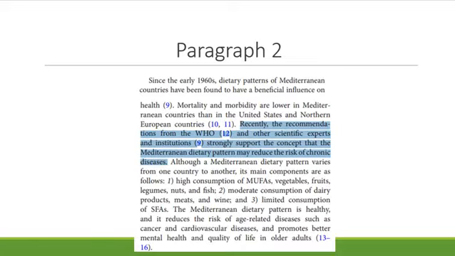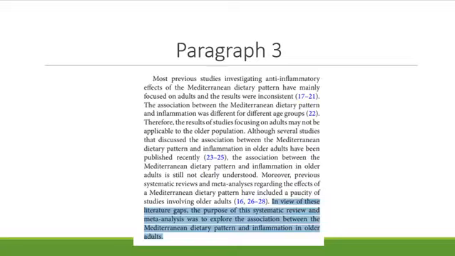Continuing on, making discussions around the Mediterranean diet and how the Mediterranean diet may help to reduce the risk of chronic diseases. And so it gives some explanations as to why. Paragraph 3 discusses that there are literature gaps. And so that's the purpose of the systematic review, to explore the association between the Mediterranean dietary pattern and inflammation in older adults.